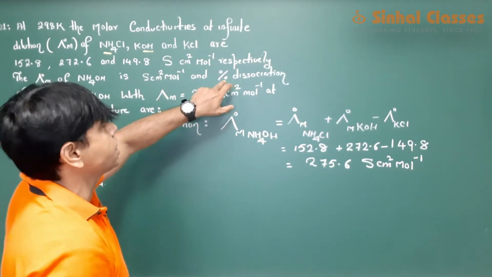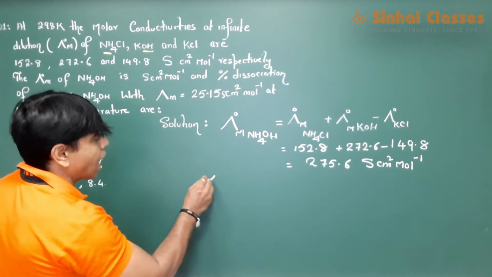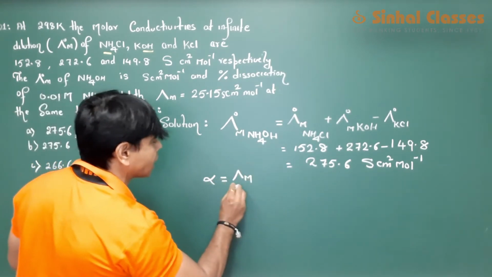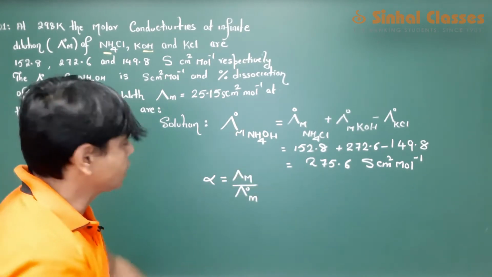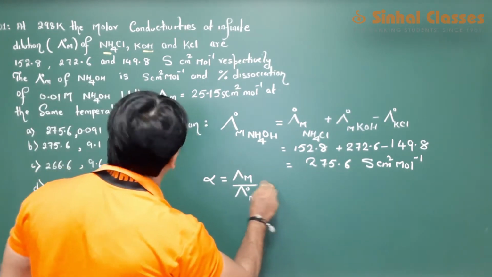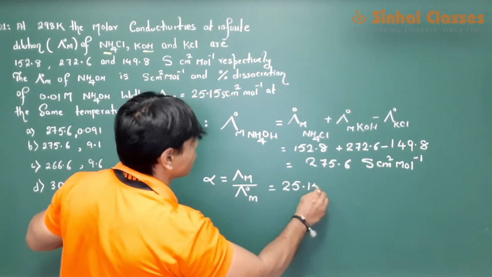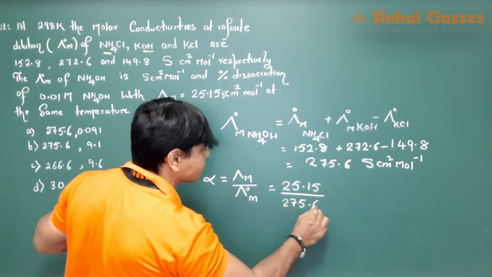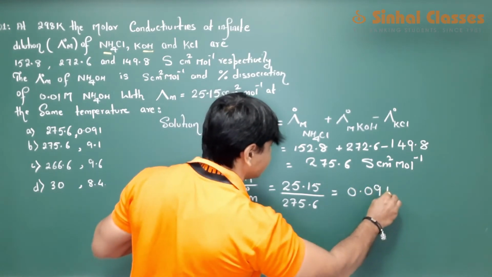Second, they wanted percentage dissociation. So we know that alpha, that is degree of dissociation, is molar conduction upon conduction at zero concentration. In short, excess of dilution. So this is given to you as 25.15 divided by 275.6. So it comes to roughly 0.01.